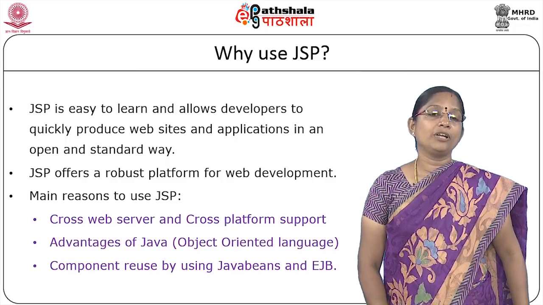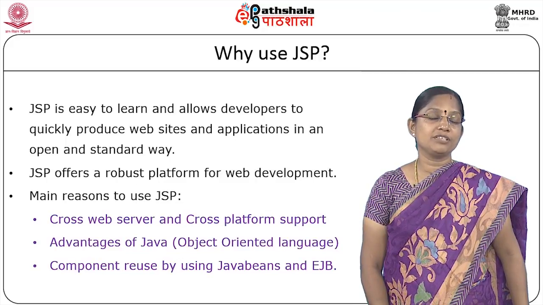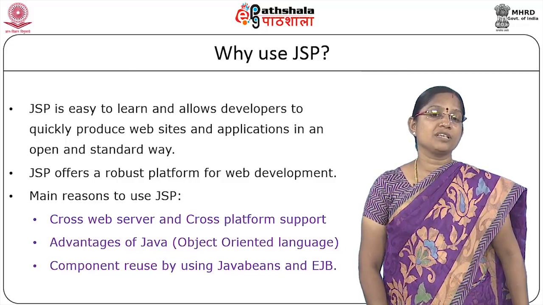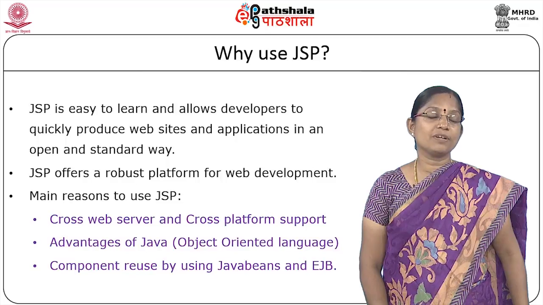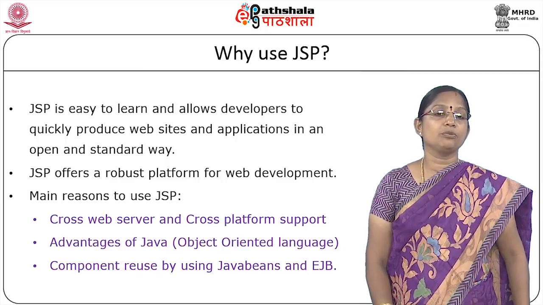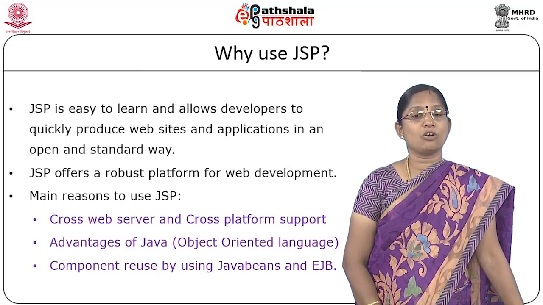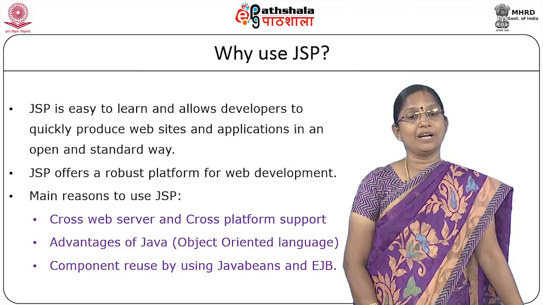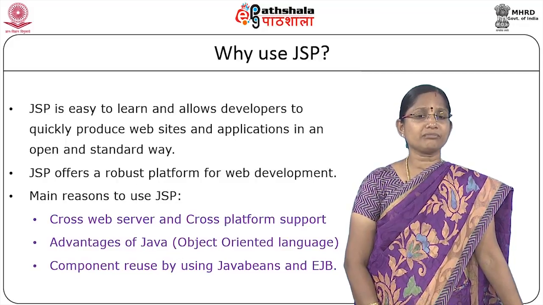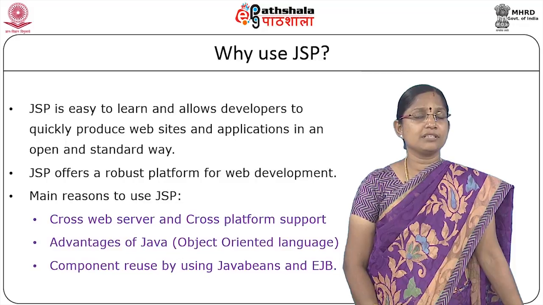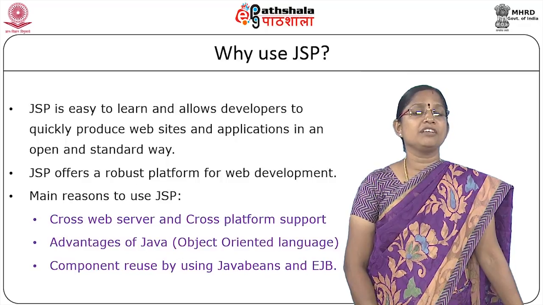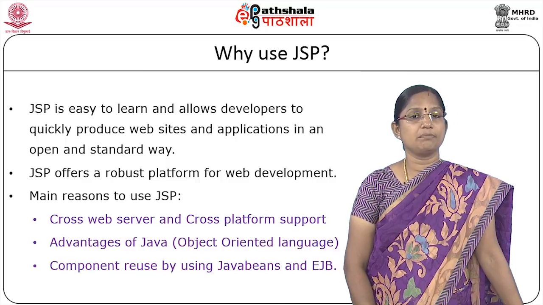The second point why we go for JSP is that it offers a robust platform for web development. The main significance of JSP is that it supports cross web server and cross platform use. Across the platforms we can make use of it, and it provides the advantages of Java, because Java is an object oriented language. Whatever benefits are provided by Java can be reused here. Then component reusability is one of the major advantages promoted by JSP. Component reusability is achieved here using Java Beans and EJB.